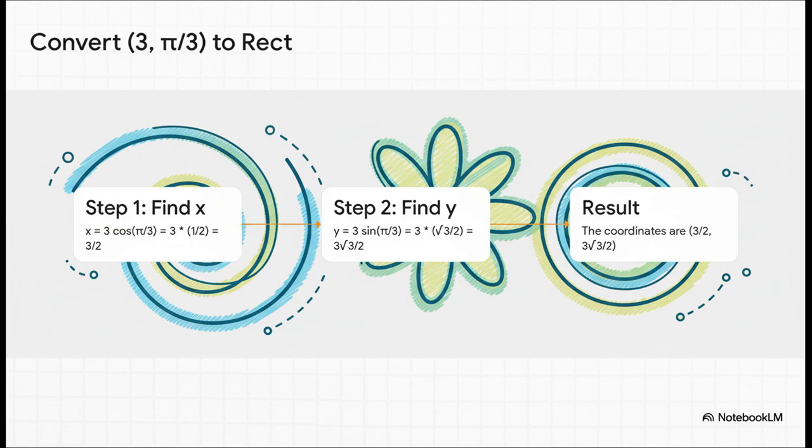So that's 3 times the cosine of pi over 3, which gives us 3 halves. To find y, we do r times the sine of the angle, which gives us 3 times the square root of 3 over 2. Simple as that.